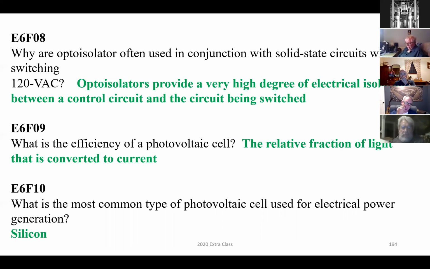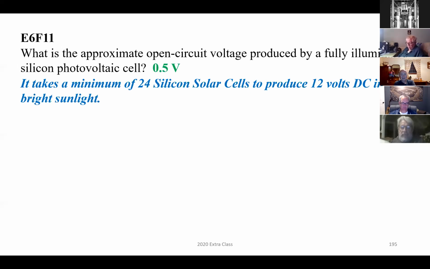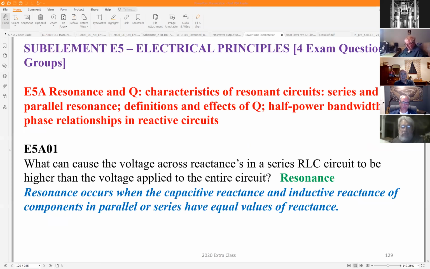Number 10. What is the most common type of photovoltaic cell used in electrical power generation? It's going to be B, silicon. And number 11, what is the approximate open circuit voltage produced by a fully illuminated silicon photovoltaic cell? It's going to be B, 0.5 volts. Okay, that ends section 6.